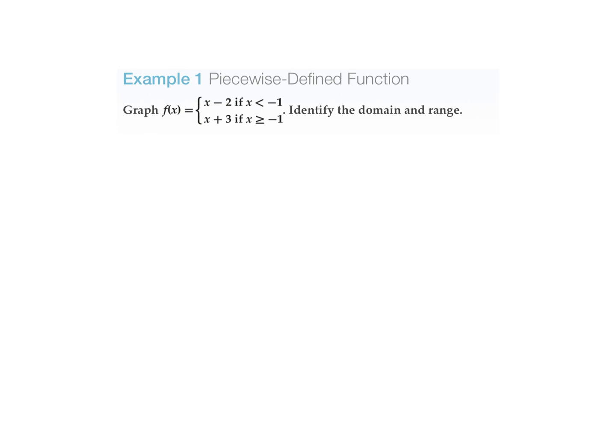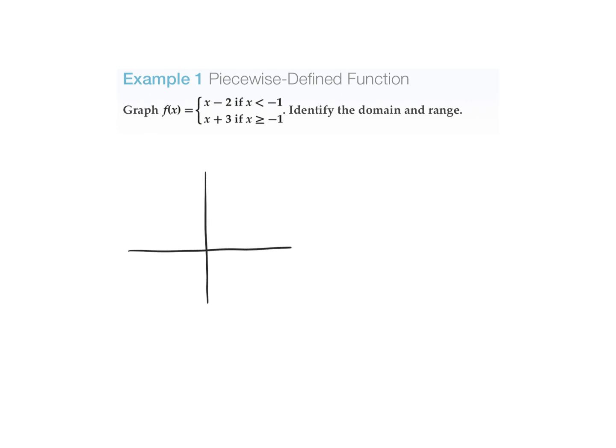So here we have a piecewise defined function, or a piecewise function for short. They're telling us that the graph is x minus 2 if x is less than -1, and x plus 3 if x is greater than or equal to -1. So we have to identify that domain. Now, guys, this graph is based on the domain. So if we were to draw it, I'm just going to estimate it.